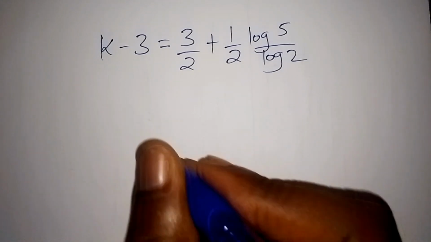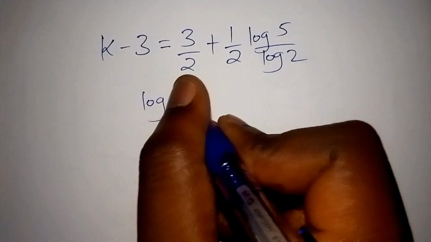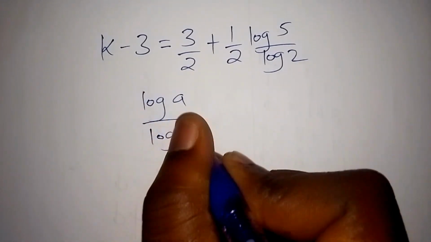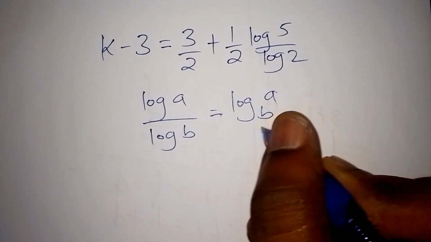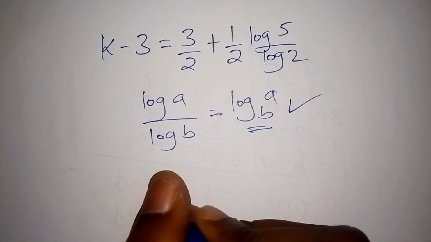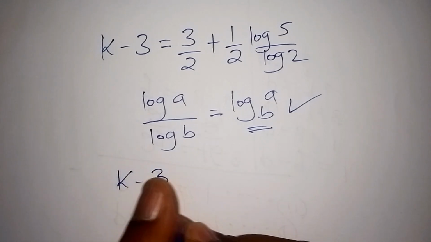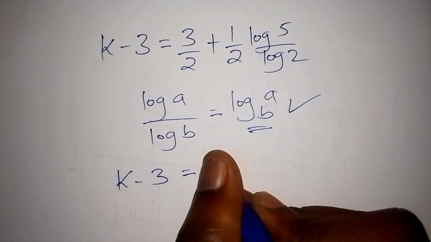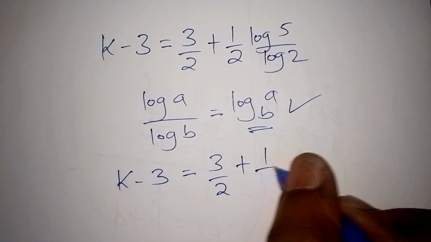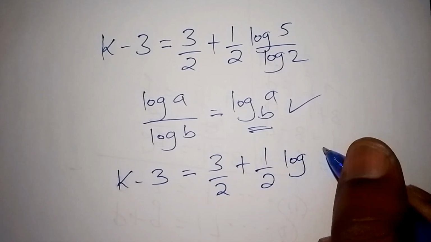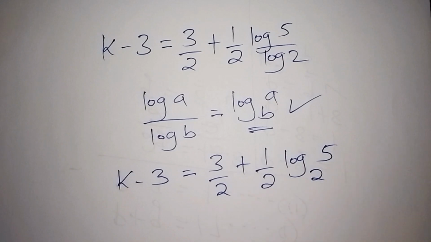So let's note that suppose we have the log of A all over the log of B, this one can also be written as the log of A to the base of B. So here now we shall have k minus 3 is equal to 3 over 2 plus a half now, so the log of 5 to the base of 2.